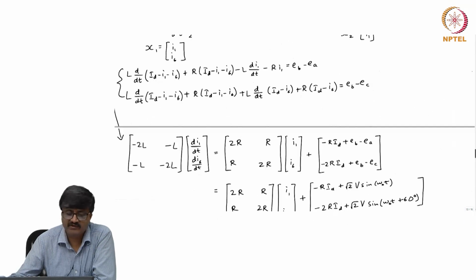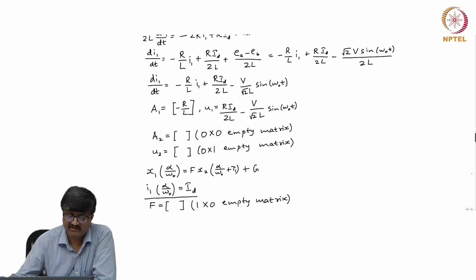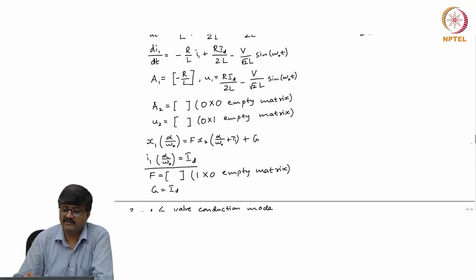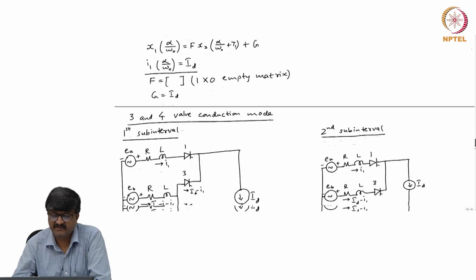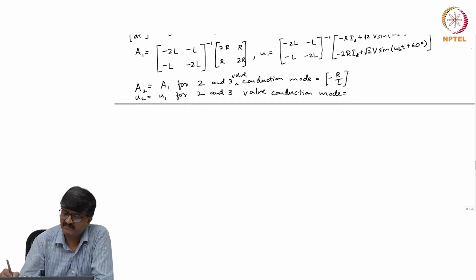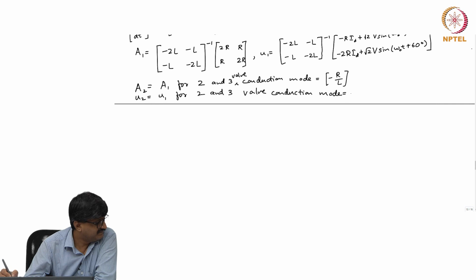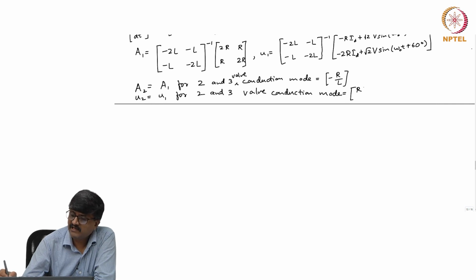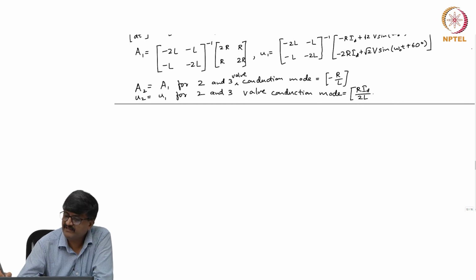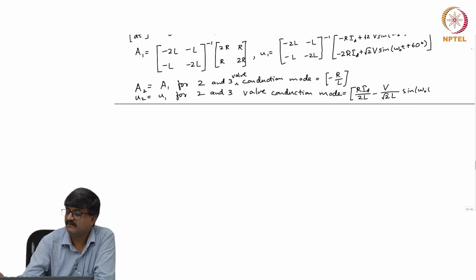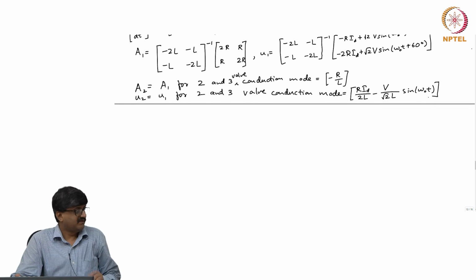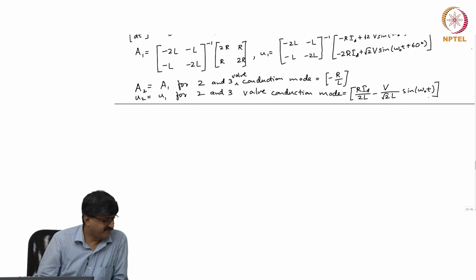If you look at 2 and 3 valve conduction mode, we got U1 as R I D by 2L minus V by root 2L sin omega O t. So, the same thing is valid here: R I D by 2L minus V by root 2L sin omega O t. So, we have got x1, x2, A1, U1, A2 and U2. The only remaining quantities are F and G.